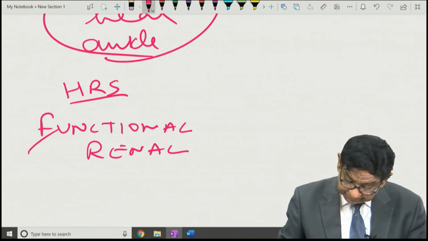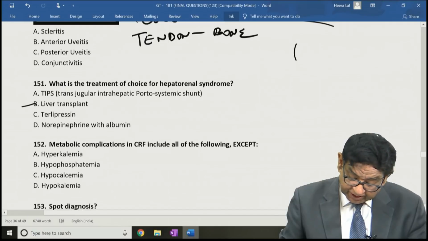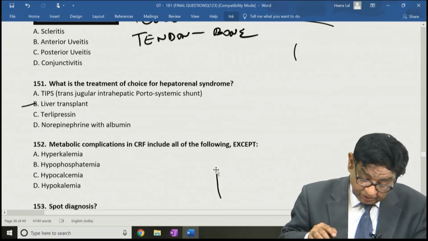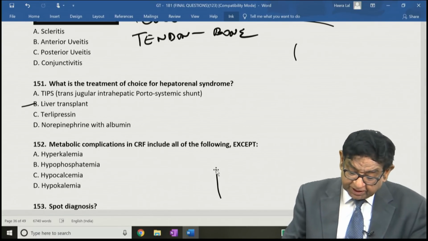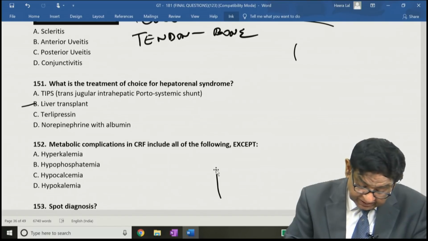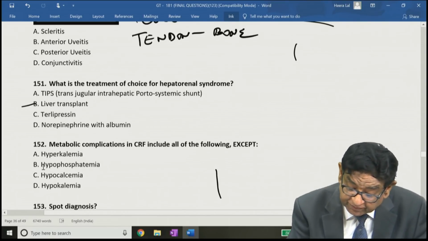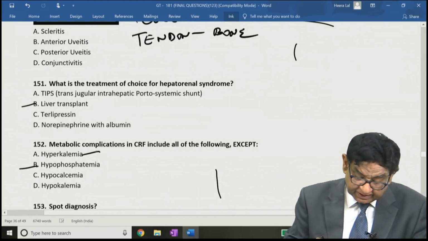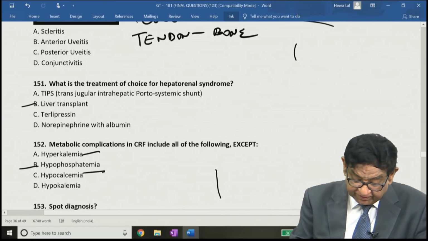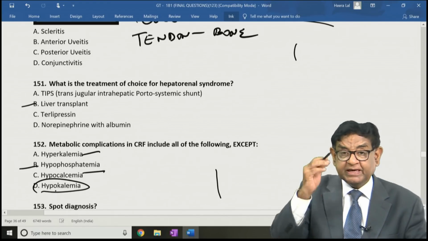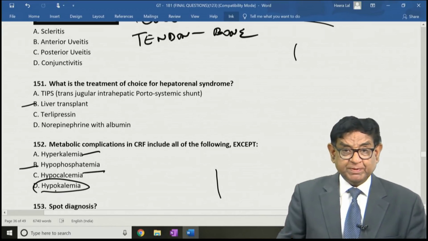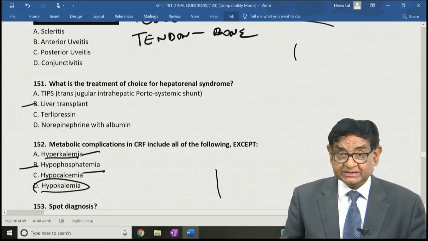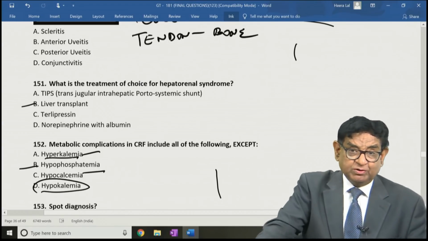Now we talk about question number 152. Metabolic complications of CRF include all except: hypophosphatemia is not a feature. Hyperkalemia can occur. Hypocalcemia is a very common feature, and very interestingly, even hypokalemia can occur. Most people get confused with this because there are two things, hyper and hypokalemia. Yes, the potassium level can even be normal also.